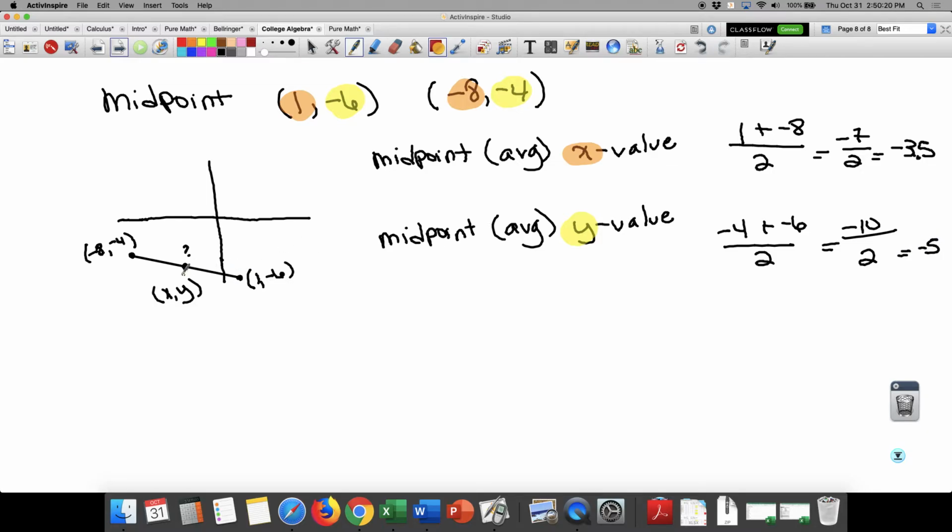It's somewhere above the -6, so the middle point between these 2 points would be (-7/2, -5). Okay, so you know if you needed to stop in the middle, that's where you would stop. Okay, I'm going to give you one to work for just a minute. You do this one.